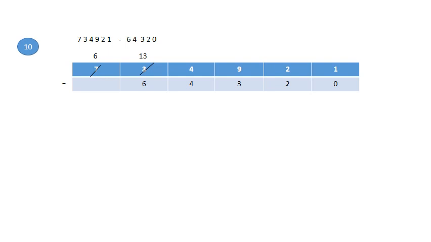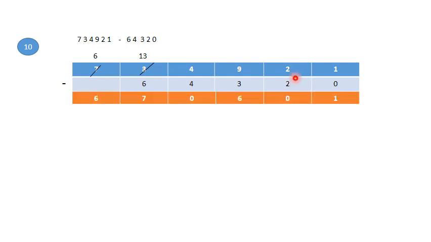1 minus 0 becomes 1. 2 minus 2 becomes 0. 9 minus 3 becomes 6. 4 minus 4, 0. 13 minus 6, 7. And finally this 6 we write down as it is. Student, you have understood: when the sum is given in a horizontal way, arrange it in a vertical form, and as usual how we do subtraction, according to that we have to do the subtraction.